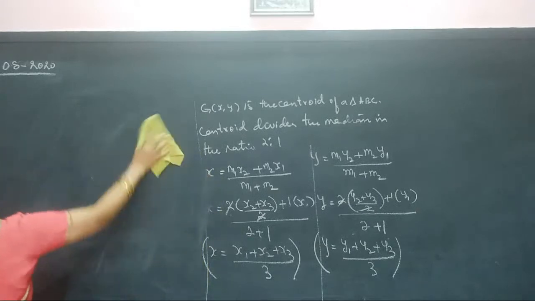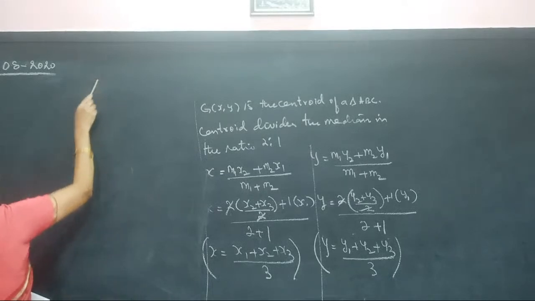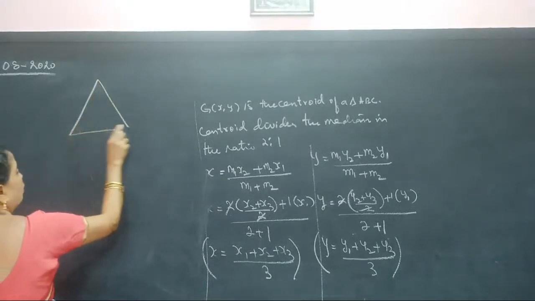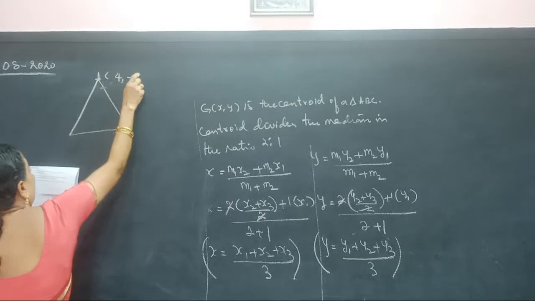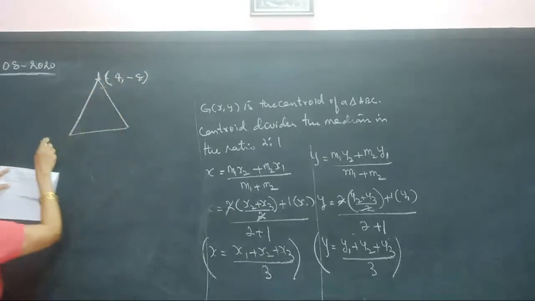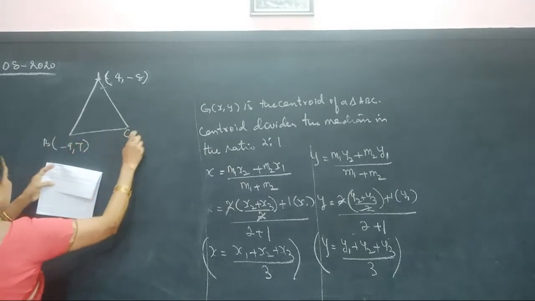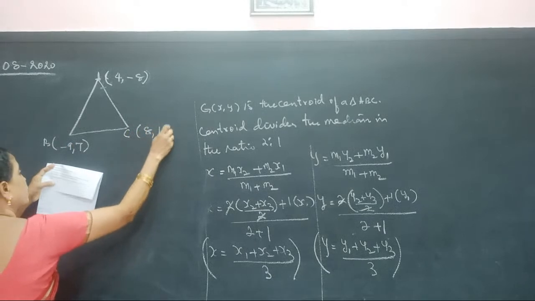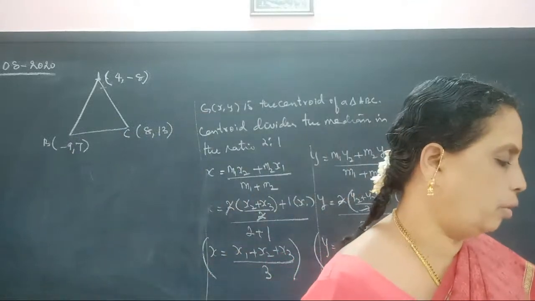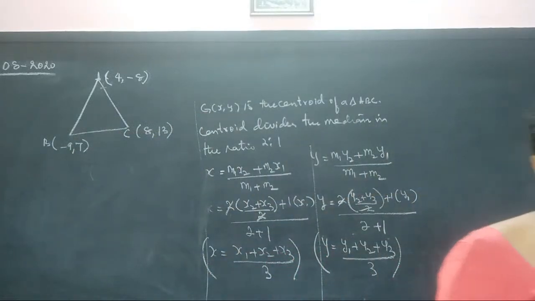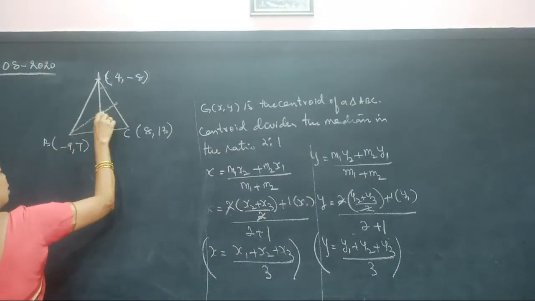Here we have to find out the coordinates of the centroid of a triangle where A has the ordered pair 4 comma minus 8, B has the ordered pair minus 9 comma 7, C has the ordered pair 8 comma 13. Okay, we have to find out the centroid of the triangle. That is, what is the ordered pair of G, x comma y.